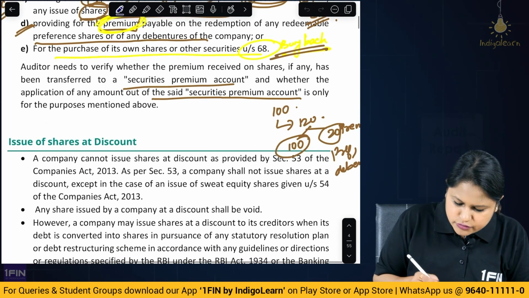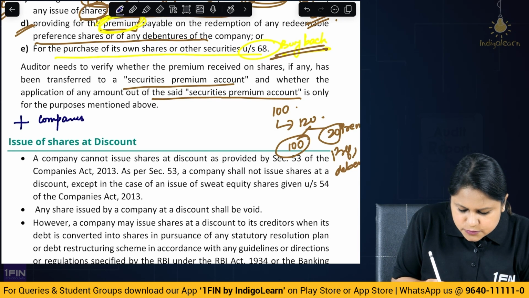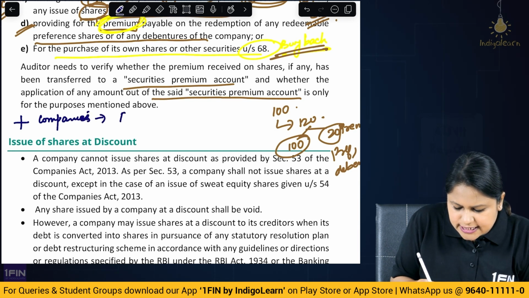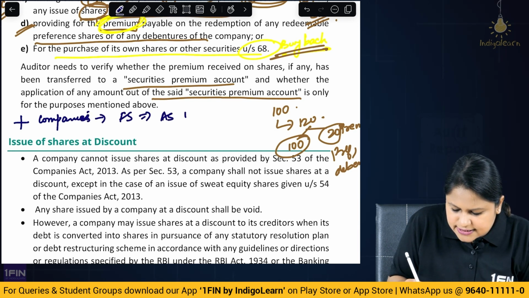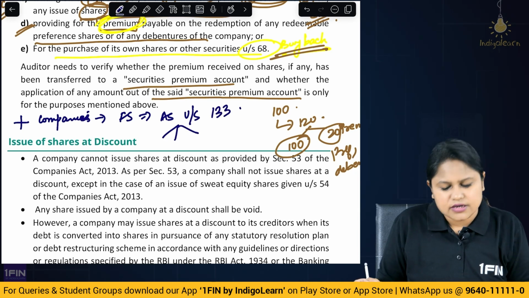So here you simply have to add one more point, and that is regarding companies whose financial statements have to comply with accounting standards under section 133. For them only 3. That you have to remember.